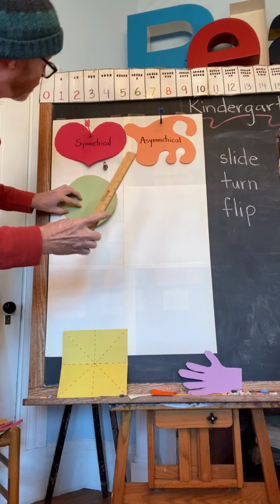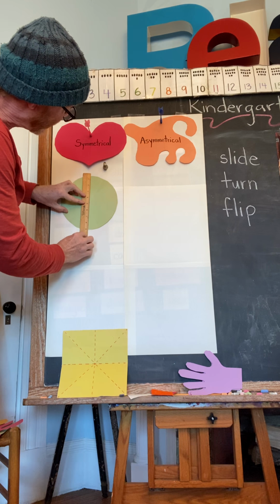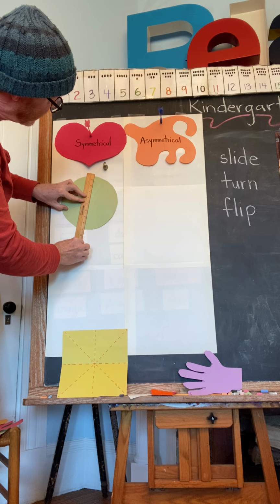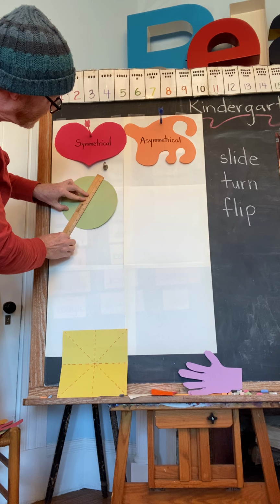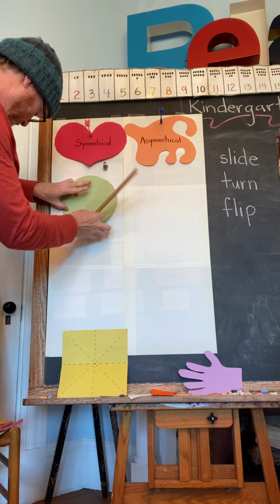I'll use my ruler here. So that's a line of symmetry, that's a line of symmetry, that's a line of symmetry, and that's a line of symmetry.